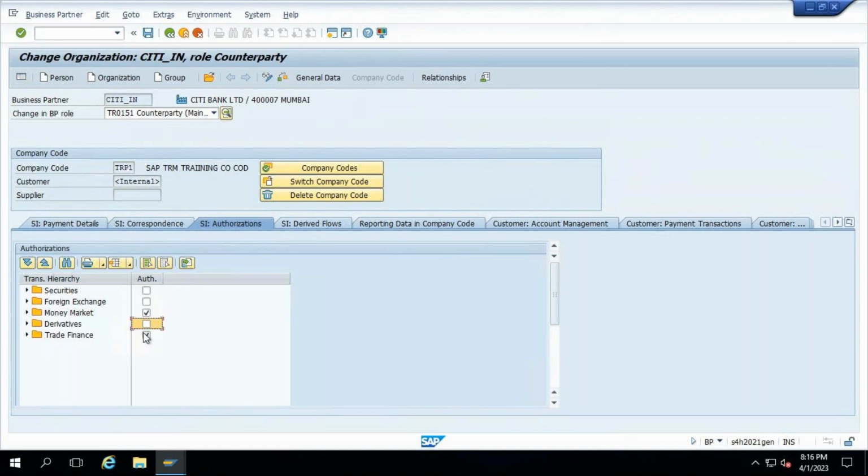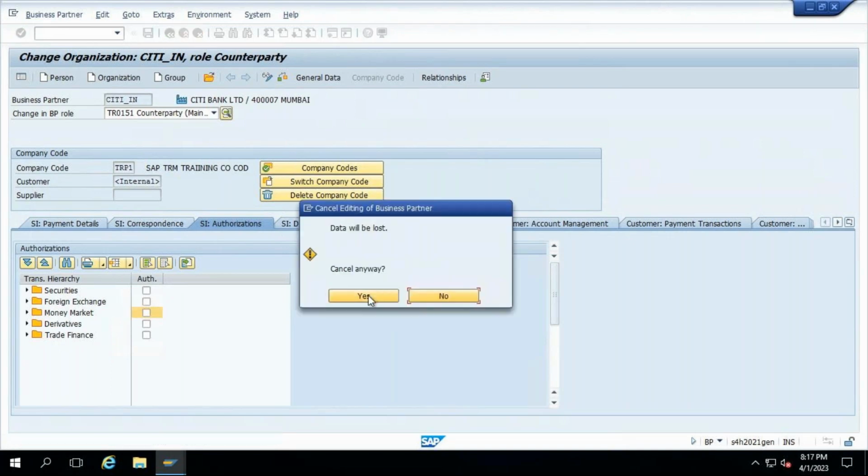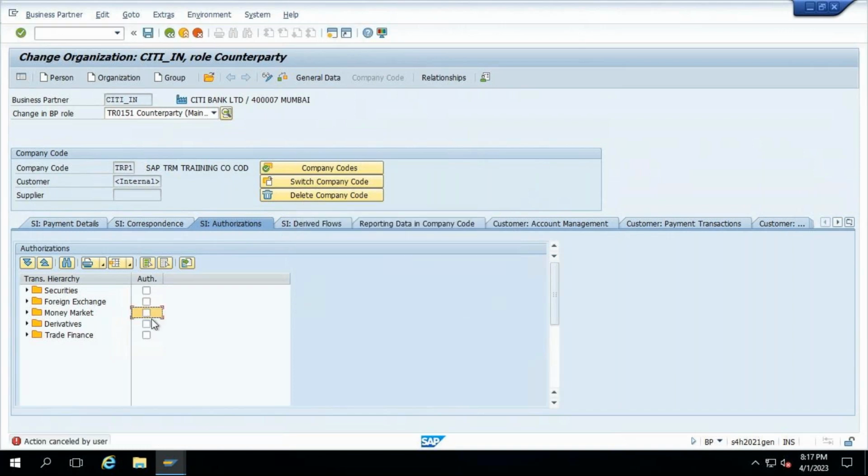Now what will happen, let's say I'm removing the authorization check from here, and now if I try to create the deal, okay, fine, something wrong. So if I remove this particular tag and try to create any product type, it will throw an error saying that for this particular money market tab, this particular check, you are not giving authorization.